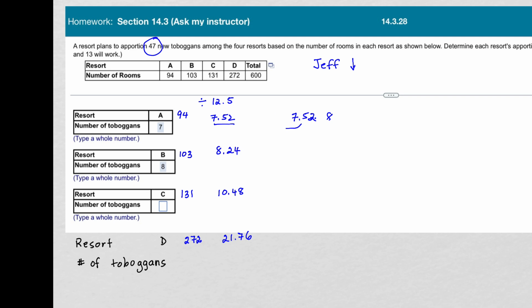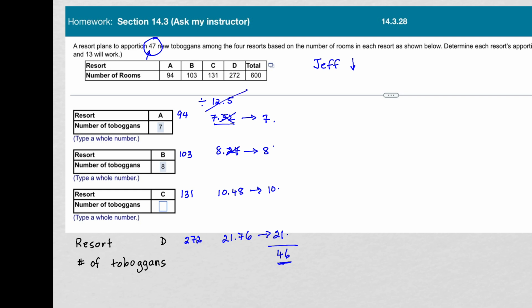Okay, well, let's just erase all of that. And we're just going to say this becomes 7. So I really just need to lose the decimal portion. And then I do the same thing here because we're going down to 8. This goes down to 10, and this goes down to 21. So I'm going to add those results together, and hopefully it adds up to 47, and then we're done. So 7 plus 8 is 15, plus 10 is 25, plus 21 is unfortunately 46, and we don't quite have enough toboggans handed out.